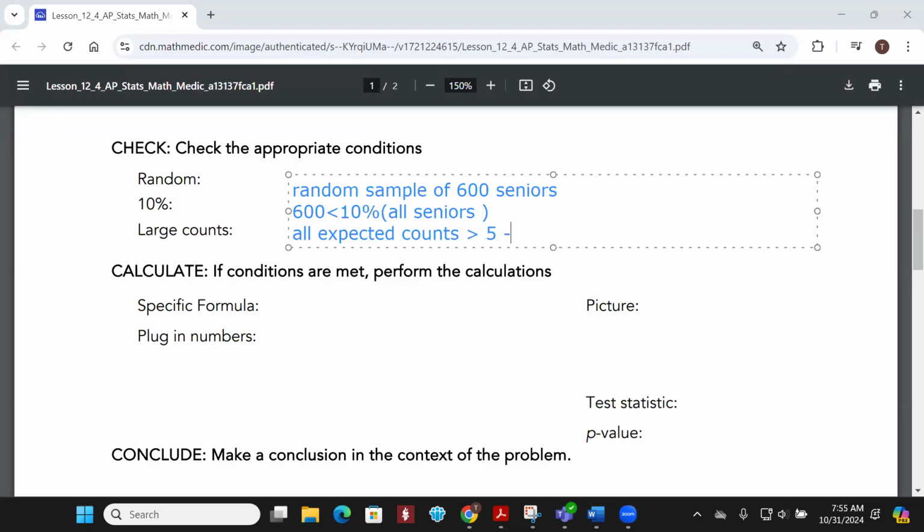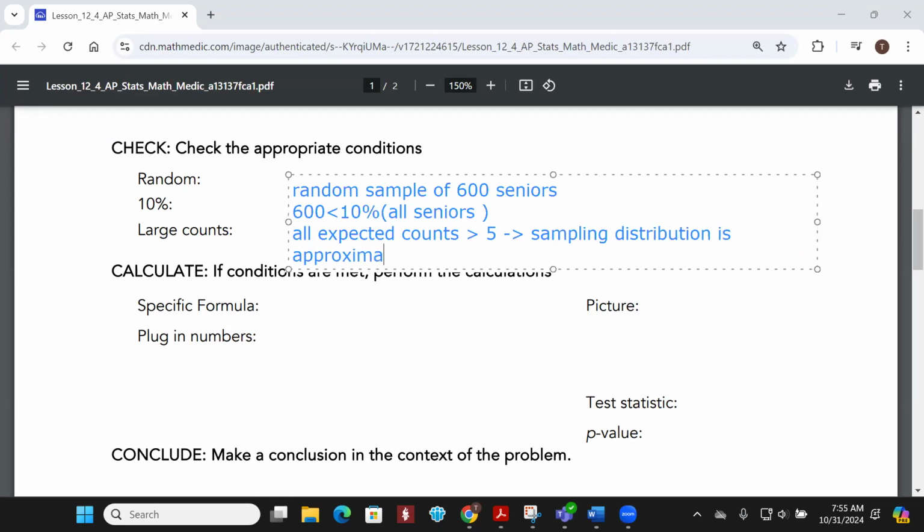So the sampling distribution is approximately what? Don't say normal. Chi-squared. If you say chi one more time.